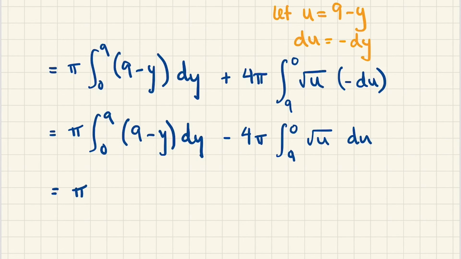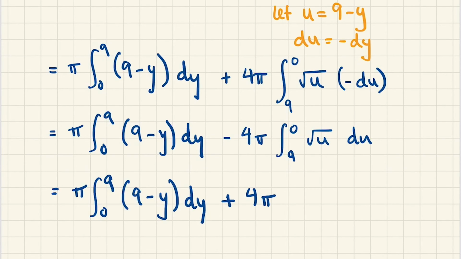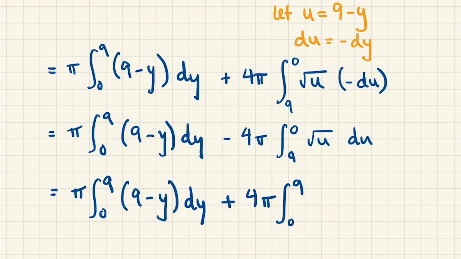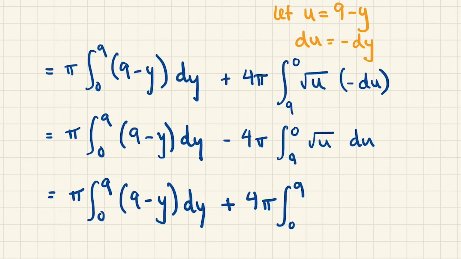So we have pi times the integral from 0 to 9 of 9 minus y dy. We're going to change the sign of the integral to a plus, and we're going to swap the order of integration to 0 to 9. And we'll write this as u to the 1/2 because we're about to integrate it. So here we use the property that the integral from a to b is equal to negative the integral from b to a.